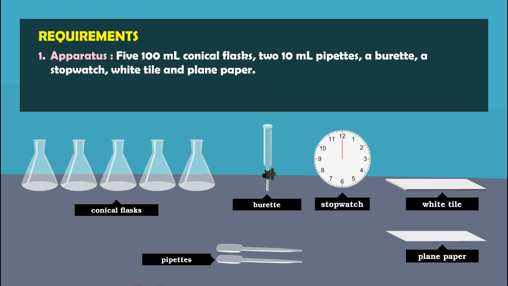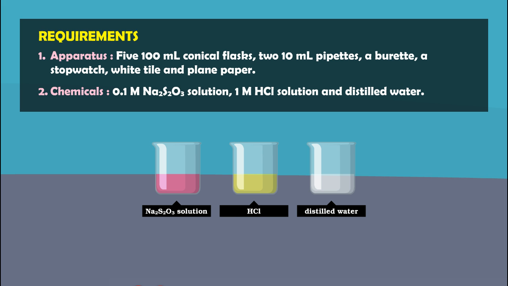Requirements. Apparatus: 5 100 ml conical flasks, 2 10 ml pipettes, a burette, a stopwatch, white tile and plain paper. Chemicals: 0.1 M Na2S2O3 solution, 1 M HCl solution and distilled water.